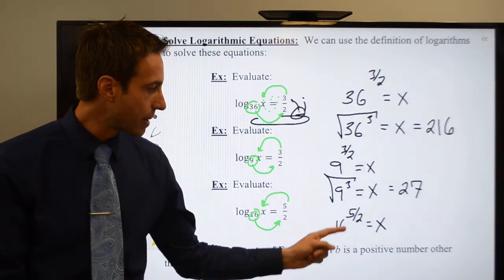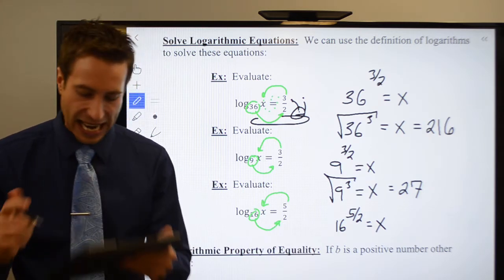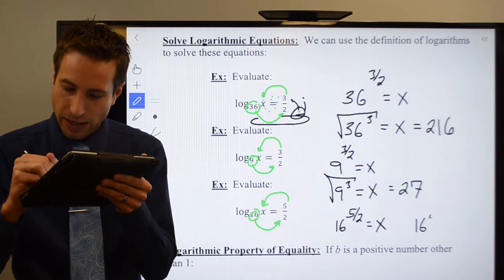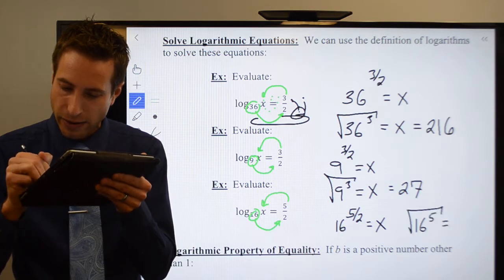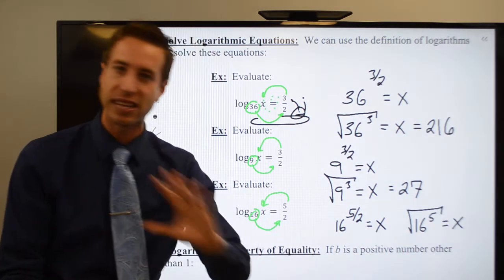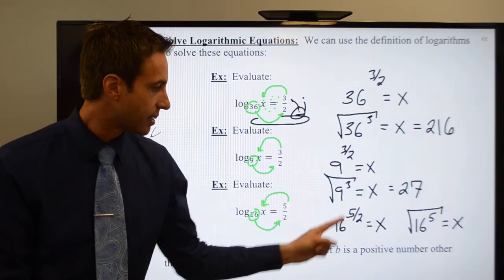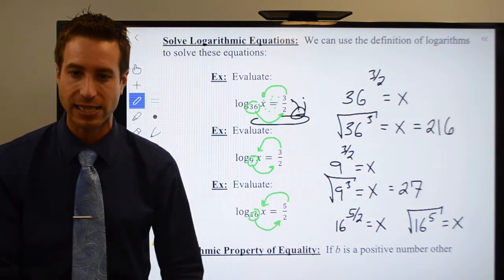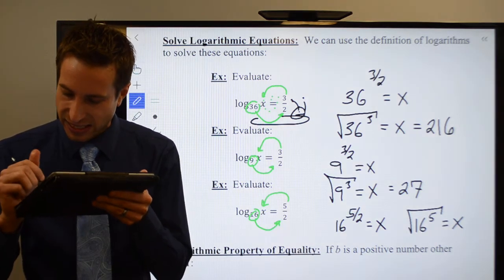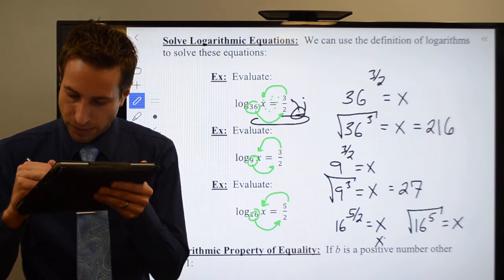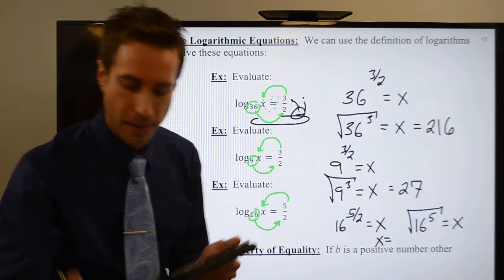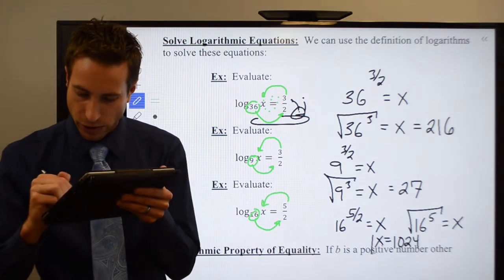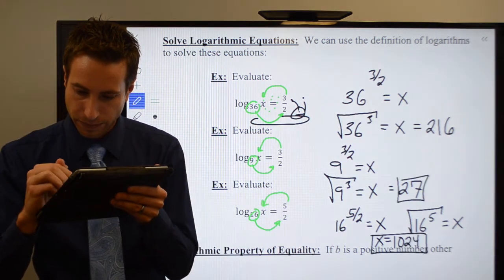Again, remember, the 5 remains the power, the 2 becomes the index, and so what I've got here is exactly the same thing as 16 to the 5th power, take the square root of it. These guys mean the exact same thing. I don't care which one you put into your calculator, 16 to the 5/2, or the square root of 16 to the 5th. It's the exact same thing, and you should wind up with x equal to, sorry, I apologize, I'm squeezing here. I got a calculator right here. I come up with 1,024 as my answer.